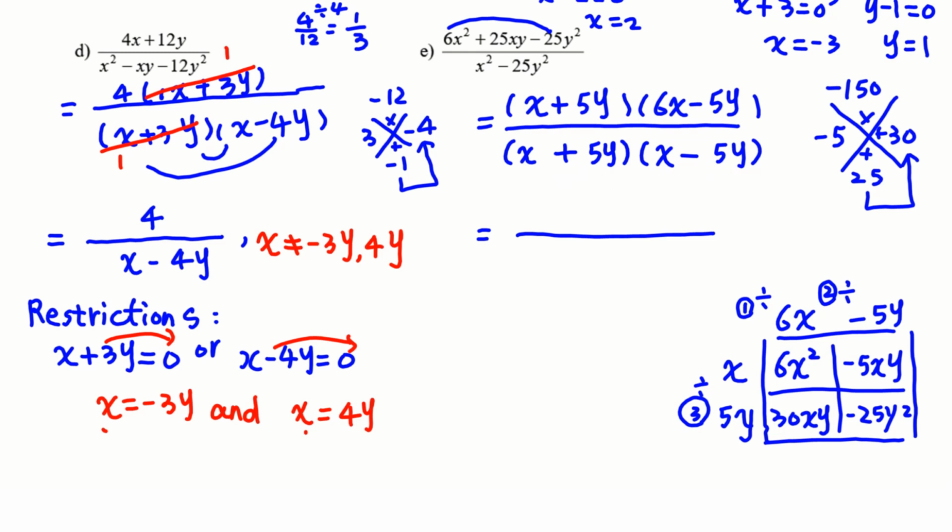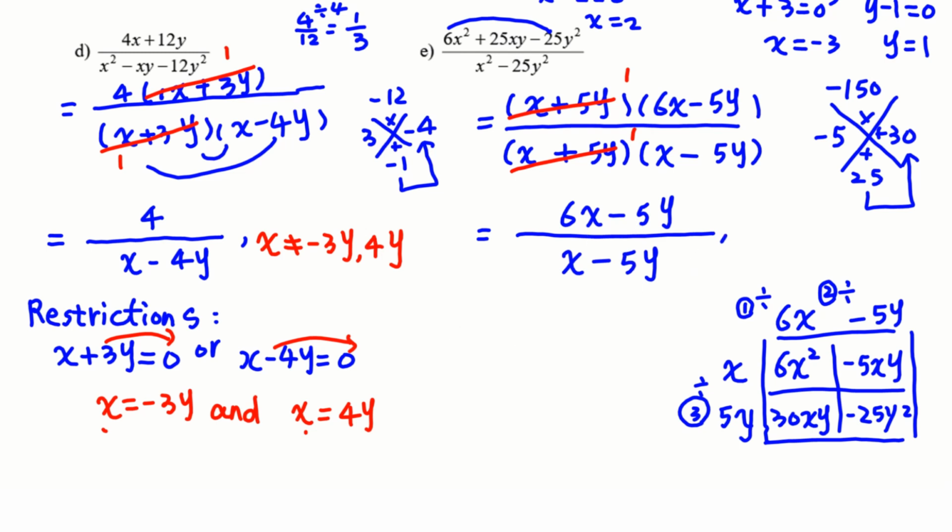Then from here we are looking for the same bracket. We call them common factors. So same bracket, x plus 5y, x plus 5y. Each divided by x plus 5y, you will have 1 there. So the final answer will be 1 times 6x minus 5y, which is 6x minus 5y. And the new denominator is 1 times x minus 5y. So this is the simplified form.